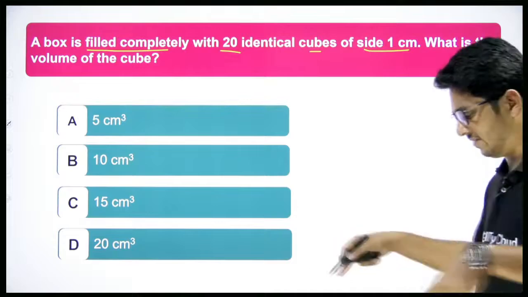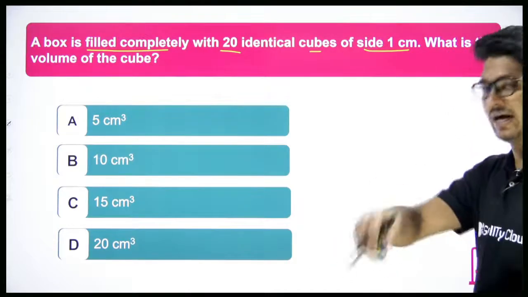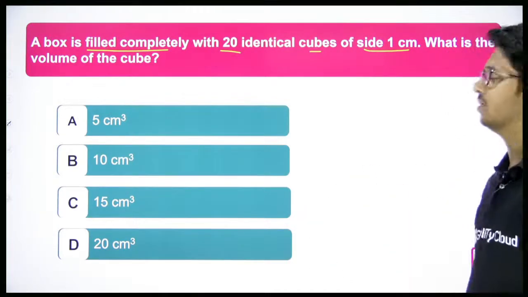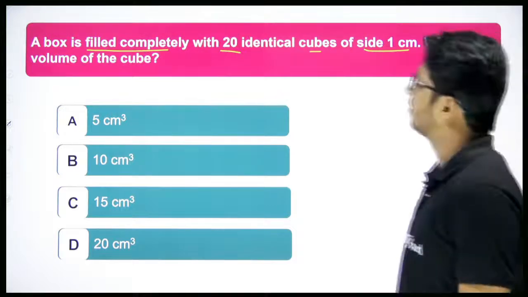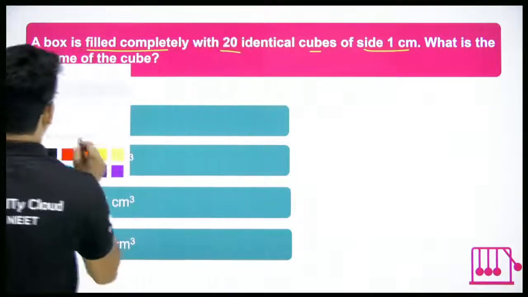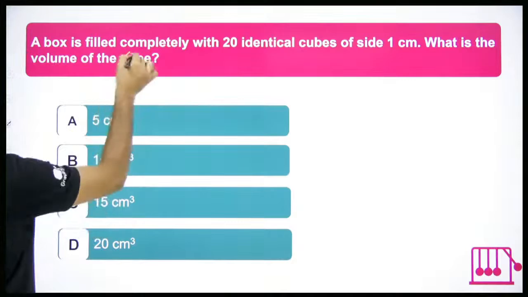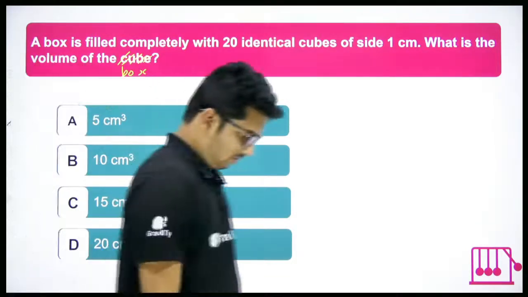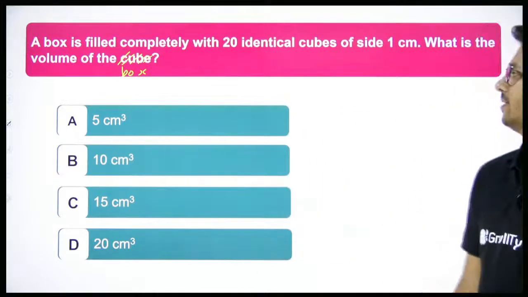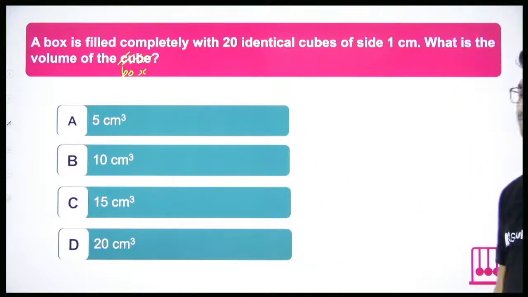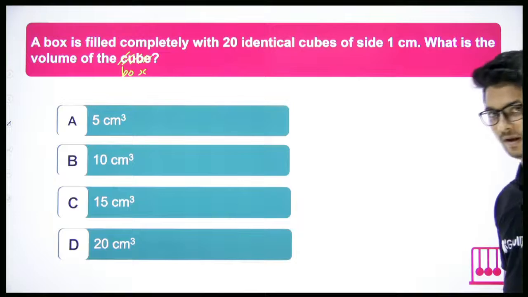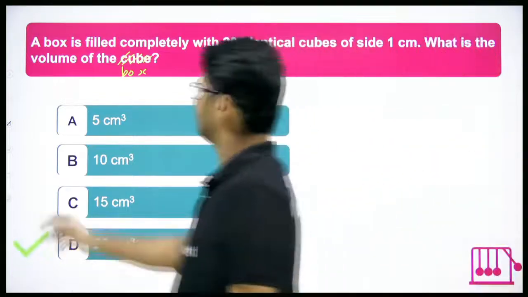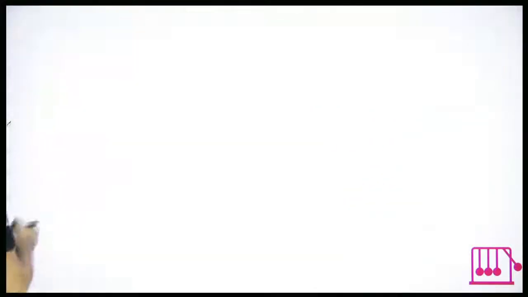So imagine there is a box in front of you. In that box, there are 20 small cubes. So what will the total volume be? We need the volume of the box, not of the cube. What is the volume of the box? Yeah, everyone. The correct answer will be option D. But how? Let me explain.